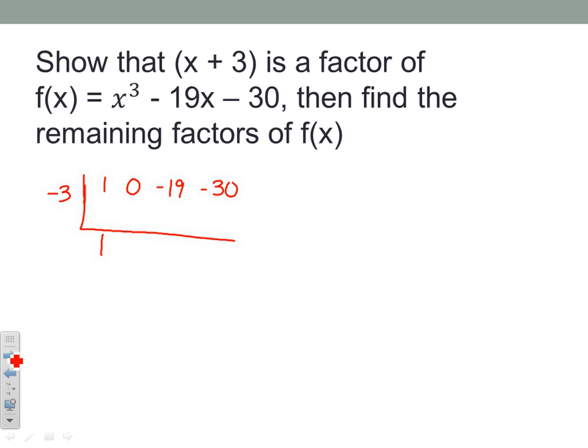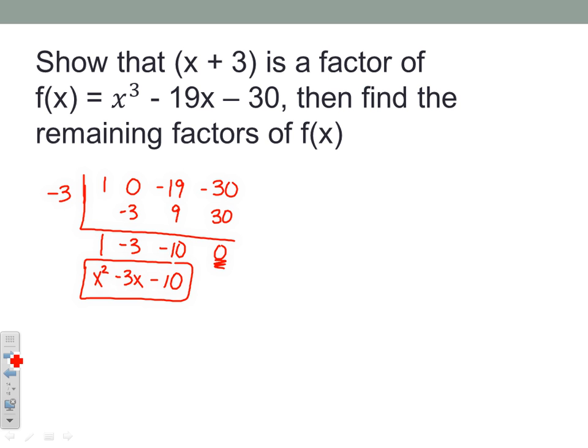Drop your 1, multiply k times that, combine. Multiply k times negative 3, positive 9, combine. And then multiply negative 3 by negative 10, and we get positive 30. So it does come out even. That was in fact a factor. What polynomial does that leave you with here with these numbers 1 and negative 3 and negative 10? Well, with 3 digits there, I know the first one is going to be a 1x squared. Then I'll have a negative 3x, and then a negative 10. Now that polynomial, we can factor that more.